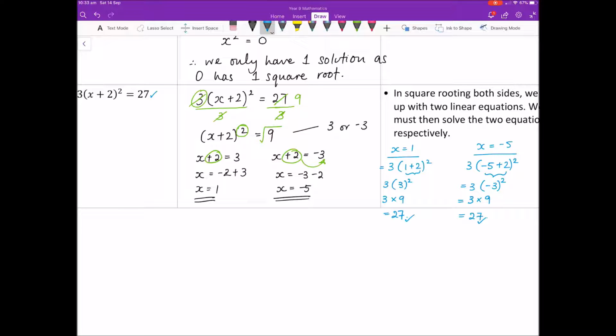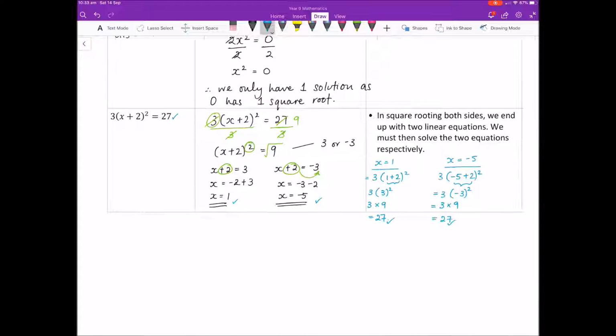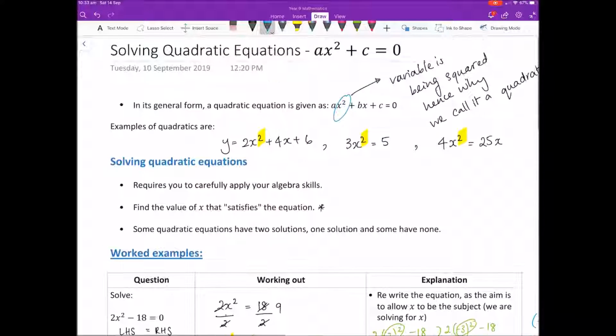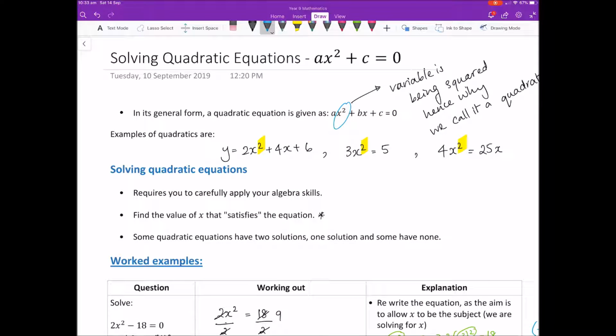So we know that our solutions of x equals 1 and x equals negative 5 are correct for this particular expression. And that's it on solving quadratic equations in the form of y equals ax squared plus c.